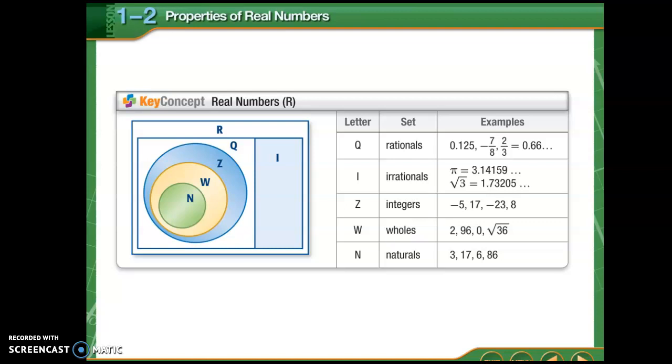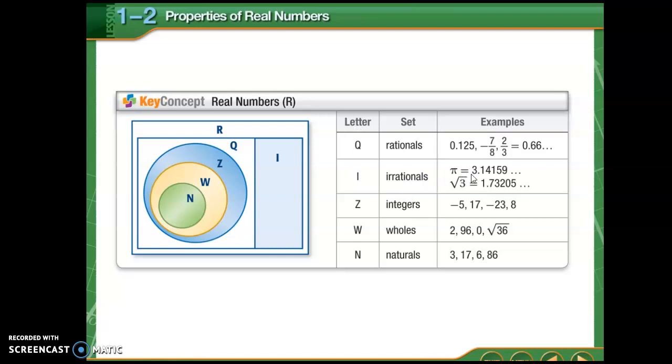Real numbers can be rational, symbolized by the letter Q. These are the decimals and fractions which can be expressed using two numbers as a fraction. The second set is irrational, symbolized by the letter I. These are numbers that you cannot express as a fraction.